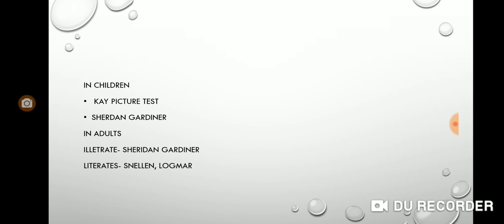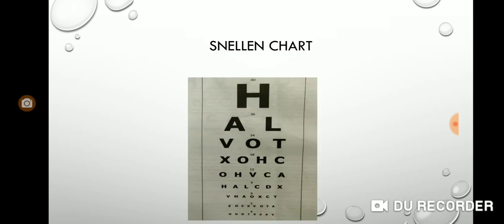The other test is the LogMAR vision chart, which is logarithm of minimal angle of resolution. This is a more sophisticated test that is very commonly used when we want to get a detailed vision assessment. Let us try to understand about this Snellen chart.